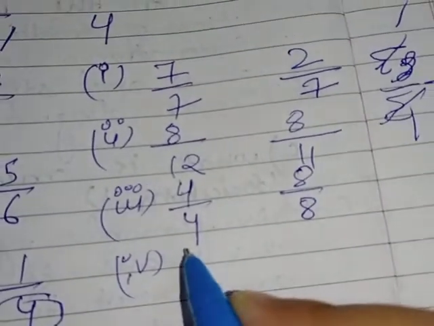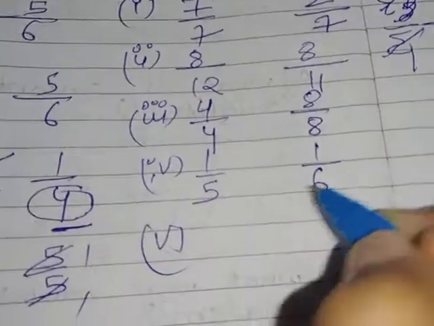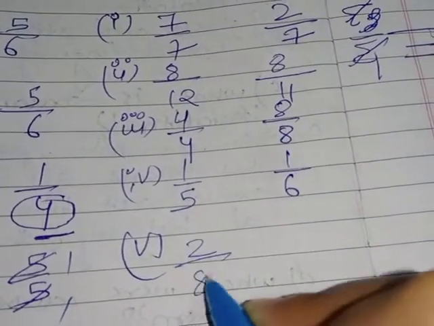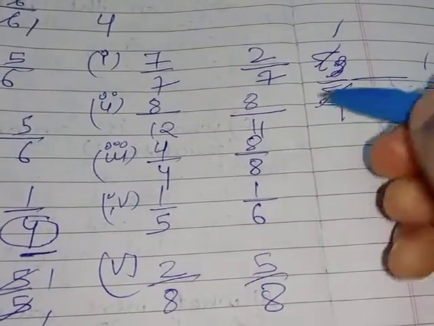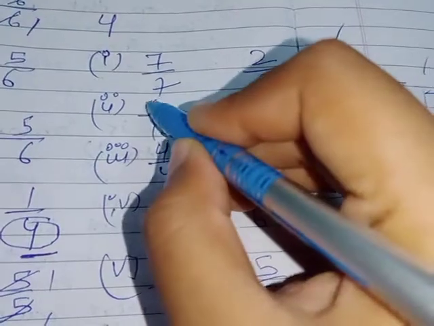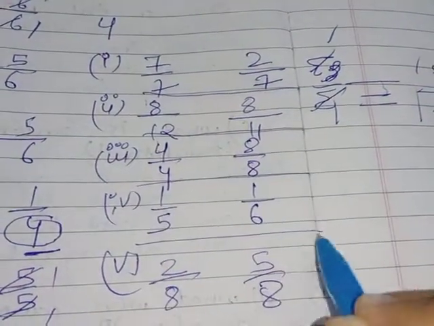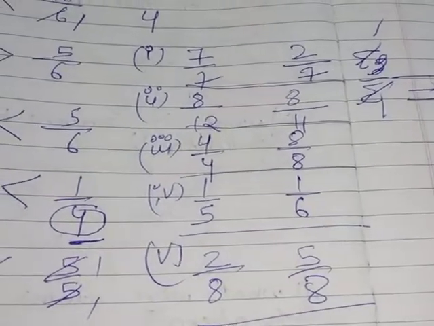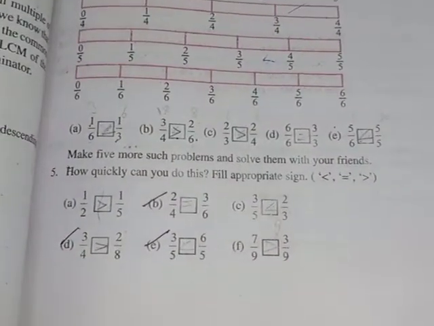Then 1 upon 5, 1 upon 6. 2 upon 8, 5 upon 8. These are the 5 questions you have. This is your first one, then second, third, fourth and fifth. You have to solve these questions on your own. So in this clip we discussed question number 3 and 4. Fifth question we'll discuss right after this.